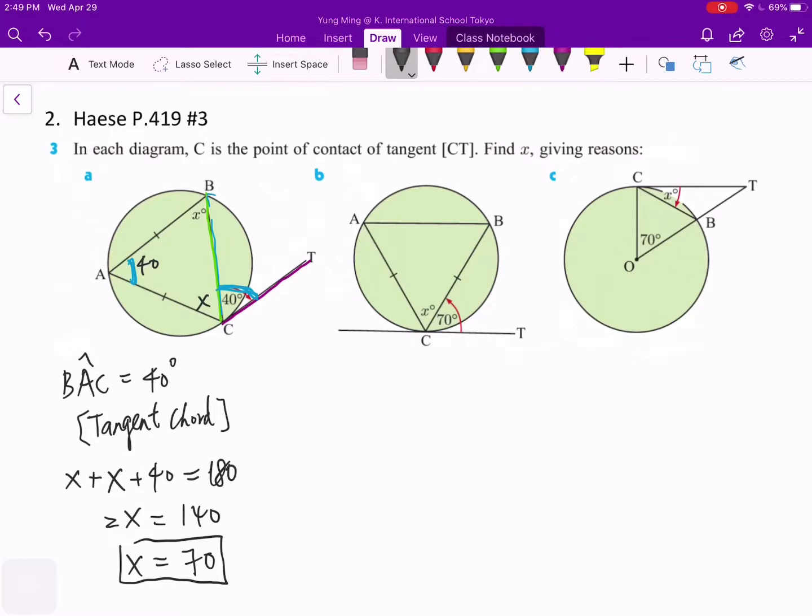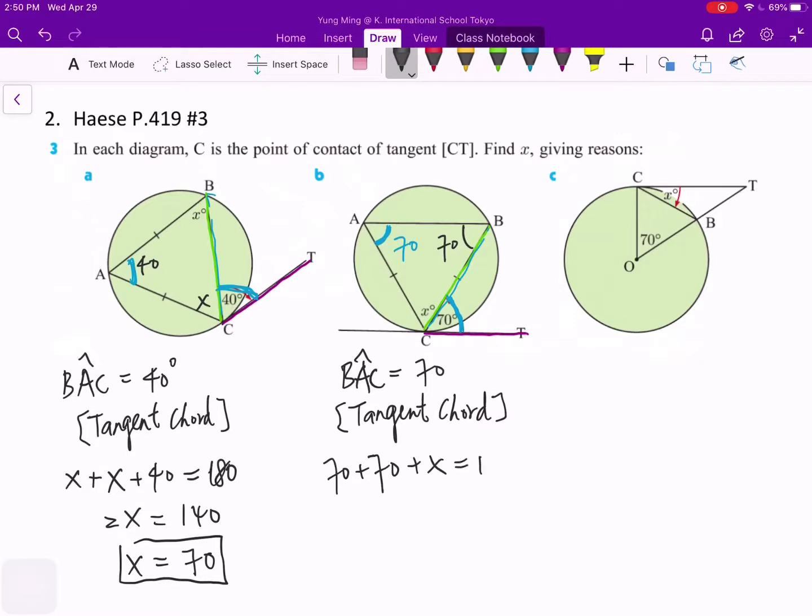Part B, again, let's look for the chord right here, and the tangent line is right here. This angle is 70, so this is the angle being formed by the chord and the tangent. At the same time, if you look at this inscribed angle, that is facing this chord and this arc as well, it should also be 70. So here you will say BAC is equal to 70 degrees, for the same reason. And in this case, we have a slightly different scenario. Here we actually have 70 being duplicated instead of the unknown. So this is also 70. So we got 70 plus 70 plus x equals 180. x is equal to 180 minus 140, which is 40.